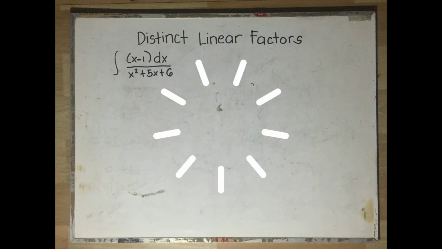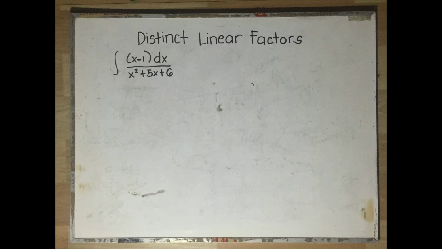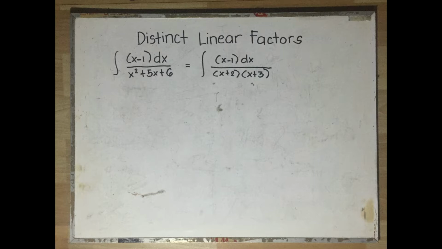Example number 1. The integration of the quantity x minus 1 times dx over x squared plus 5x plus 6. By looking at its denominator, we can see that it is a perfect square trinomial, and that means it can be factored out into two linear factors. So this integral is also equal to the integration of the quantity x minus 1 over the quantity of x plus 2 times the quantity of x plus 3.